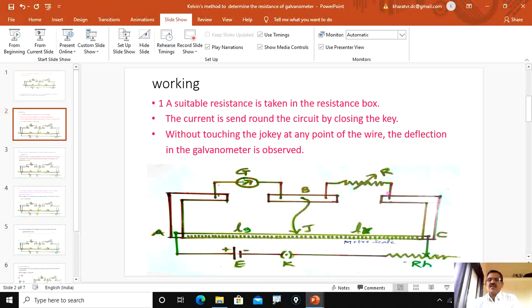First, some resistance is drawn from this resistance box. Then current is sent around the circuit by closing this key. Without touching the jockey at any point of the wire, the deflection in the galvanometer is observed. As soon as we close the key, this galvanometer shows some deflection. So, without touching the jockey to any point of the wire, the deflection in the galvanometer is noted.